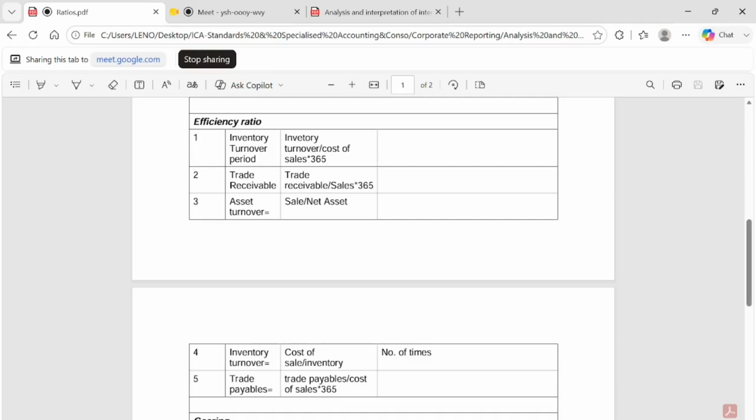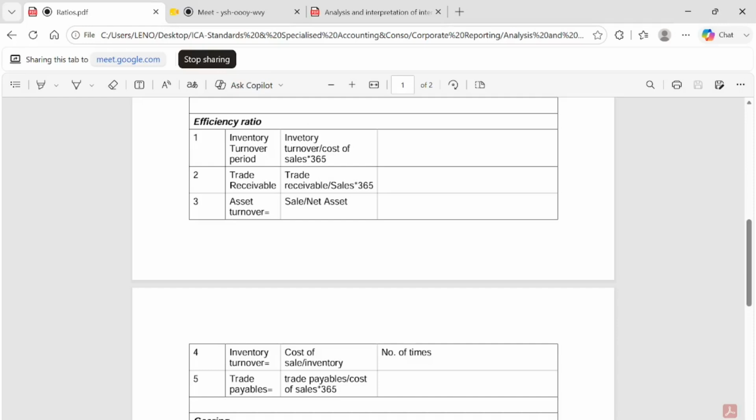That gives you the number of months, right? If you want to make it weekly, how many weeks are there in 1 year? 52 weeks. So if it is 52 weeks, then you multiply by 52. So that gives you the number of weeks. So you take note of that.